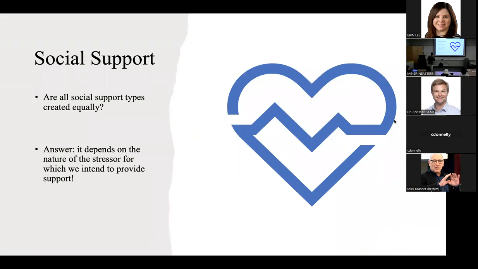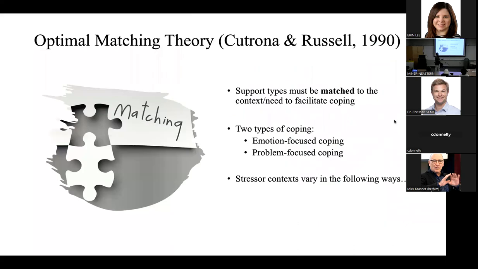So are all social support types created equally? The answer is, it depends on the context, right? Going back to appropriateness and effectiveness. So this is one of my very favorite theories, optimal matching theory. It says that social support types must be matched to the context in order to facilitate coping. And there are two different kinds of coping: problem-focused coping and emotion-focused coping. Problem-focused coping helps people deal with the actual stressor at hand, to make the stressor go away or minimize it to the extent possible. Emotion-focused coping helps people deal with the emotions brought on by the stressor.